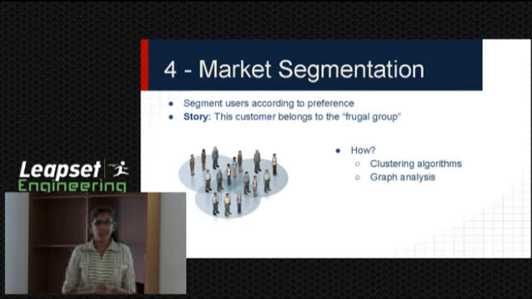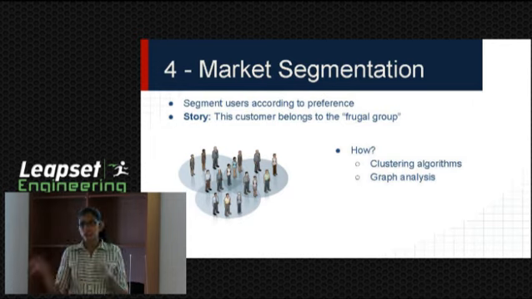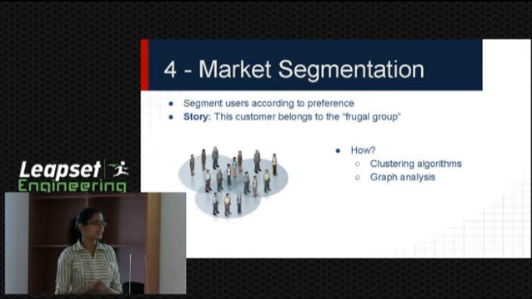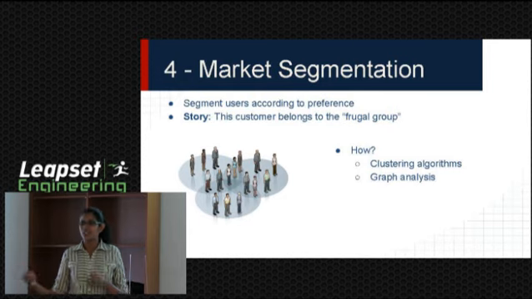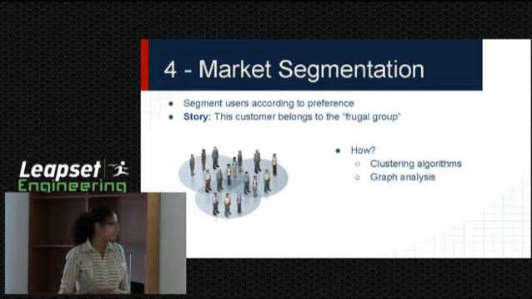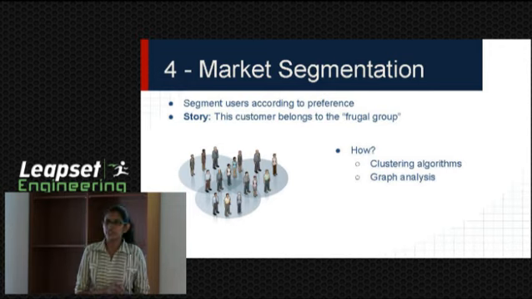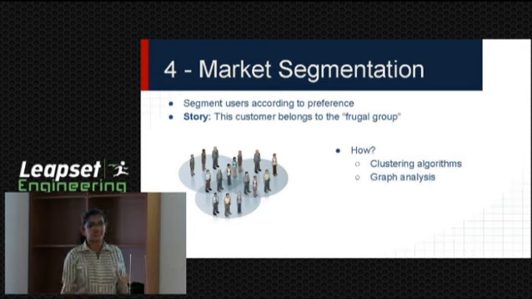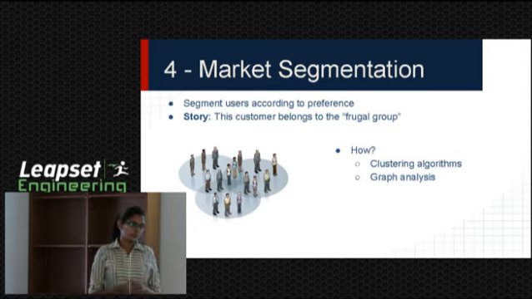The fourth method is market segmentation. We basically segment users according to their preference. The story that we are going to tell the merchant is, when a user comes in, we can say that this customer belongs to the frugal group. He does not spend too much, so just give him free stuff and he will be attracted to the place more. How can we do this? We can use clustering algorithms such as k-means clustering, and we can also use graph analytics.